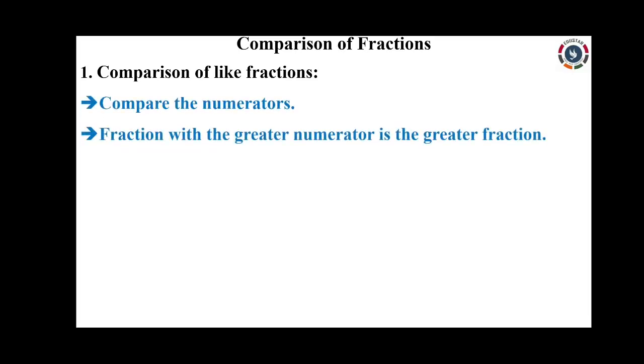Yes, in like fractions, the denominators are same. So, we have to compare the numerators. When comparing numerators, the fraction with the greater numerator is the greater fraction. Example: 11 by 12 and 10 by 12. Denominators are same. So, what type of fraction is this? Yes, this is like fraction.